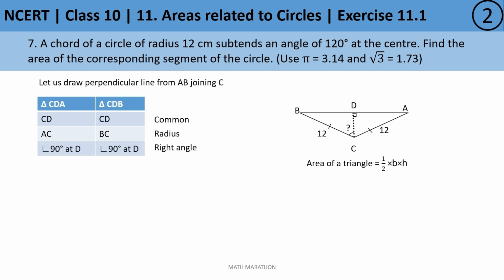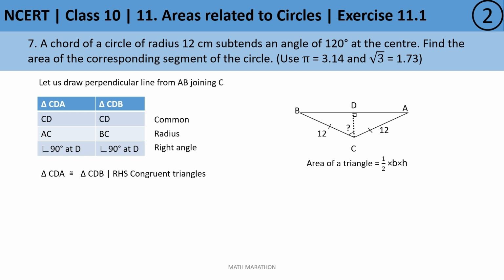Consider triangles CDA and CDB. CD is a common side. AC is equal to BC, because AC and BC are radius of circle. 90 degree at D in both triangles, because we have drawn a perpendicular line from AB joining C.